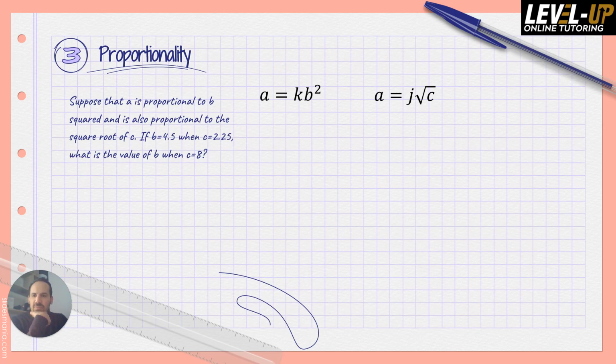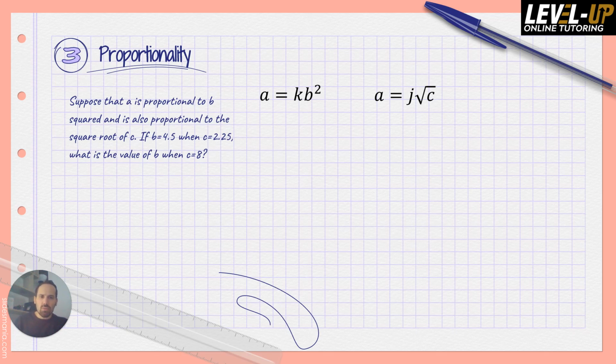So taking those proportionalities we were given, a is proportional to b squared, so a is going to equal some constant times b squared. A is also proportional to the root of c, so a is going to equal some constant times root c. But the key thing here is that they're two different constants. You can't just use the same one because it's two different proportionalities, two different relationships.